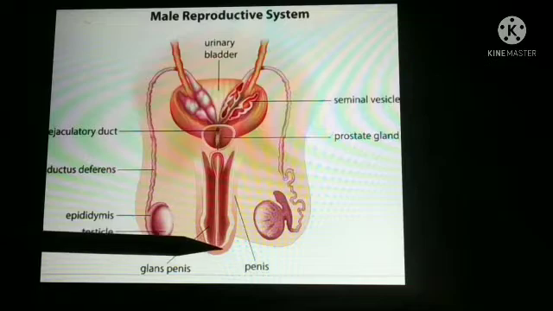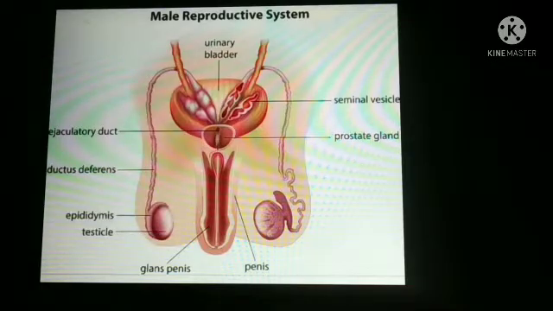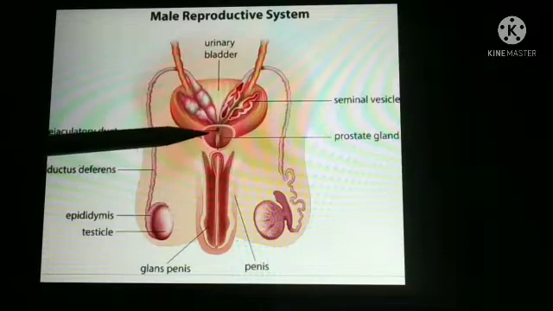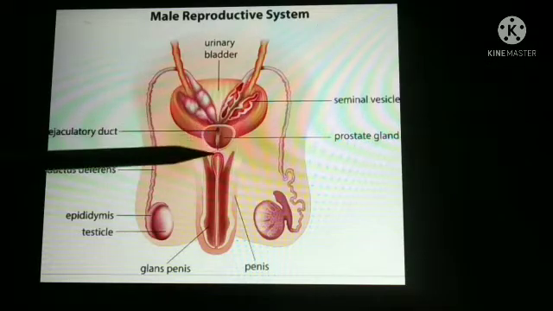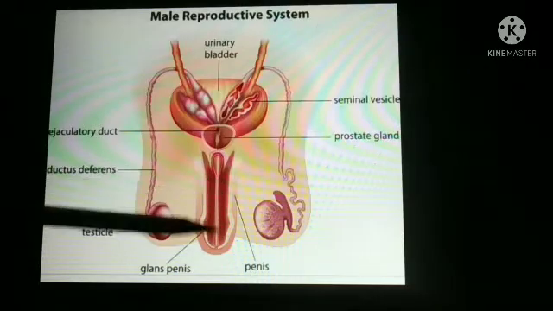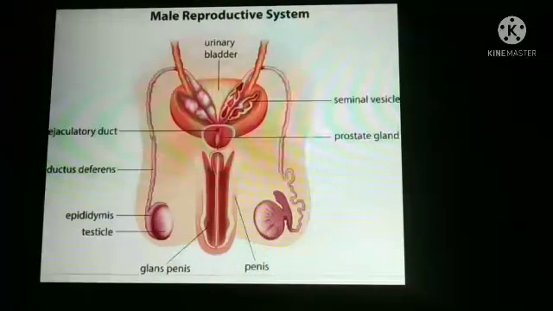Before that, what is sperm and what is semen? Sperms, which are produced in the testes, are present in a protective fluid called semen. Sperms are the male reproductive cells. So the ejaculatory duct will help to discharge sperm within the female reproductive tract.